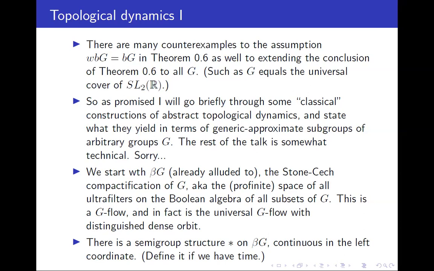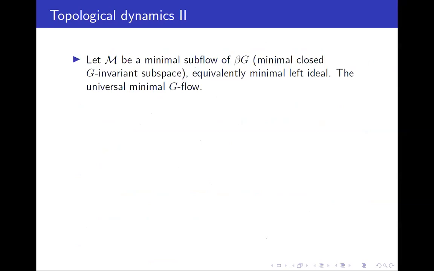So anyway, our interest in this subject comes from, we should thank Nowelski, this Polish model theorist. Anyway, never mind. Semigroup structure star, beta G. I can write down what it is if you want later. Now, forget the semigroup structure, you take a minimal subflow. That means simply you take beta G, a minimal G invariant closed subspace.